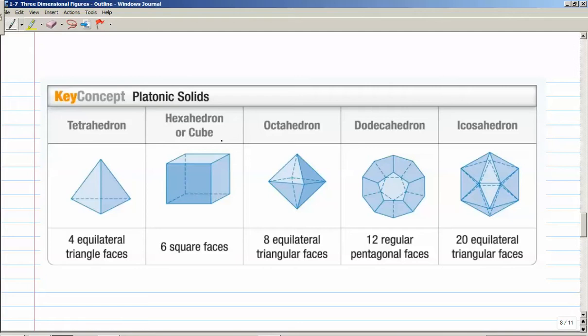A hexahedron, or more commonly known as a cube, has 6 square faces. Each face is a regular quadrilateral, that is a square. An octahedron has 8 equilateral triangular faces, so all of its faces are equilateral triangles. A dodecahedron has 12 regular pentagonal faces. It's a little hard to see from this picture, but it's actually 12 pentagons in a 3-dimensional solid. And an icosahedron has 20 equilateral triangular faces. It's a little hard to see from this picture, but it's actually kind of cool that you can put 20 equilateral triangles together and make something that's kind of roundish.